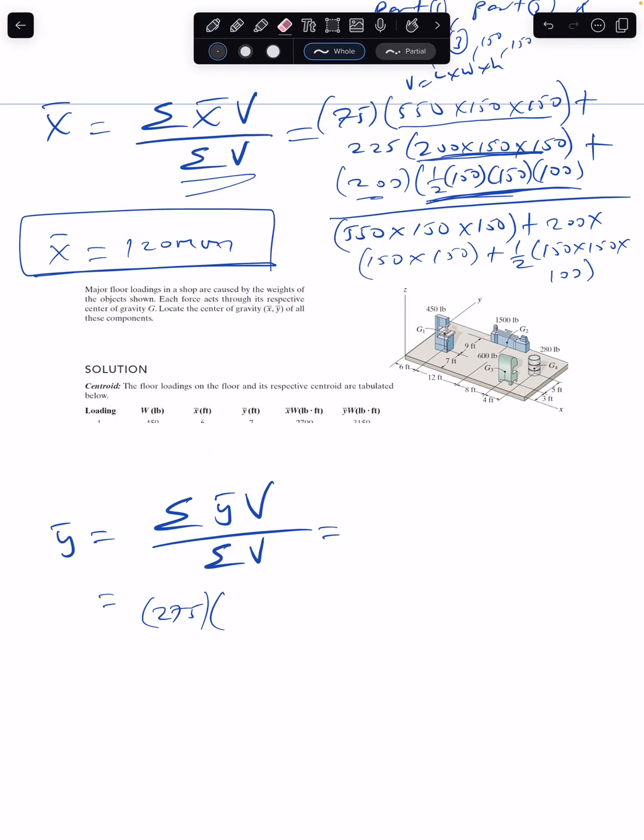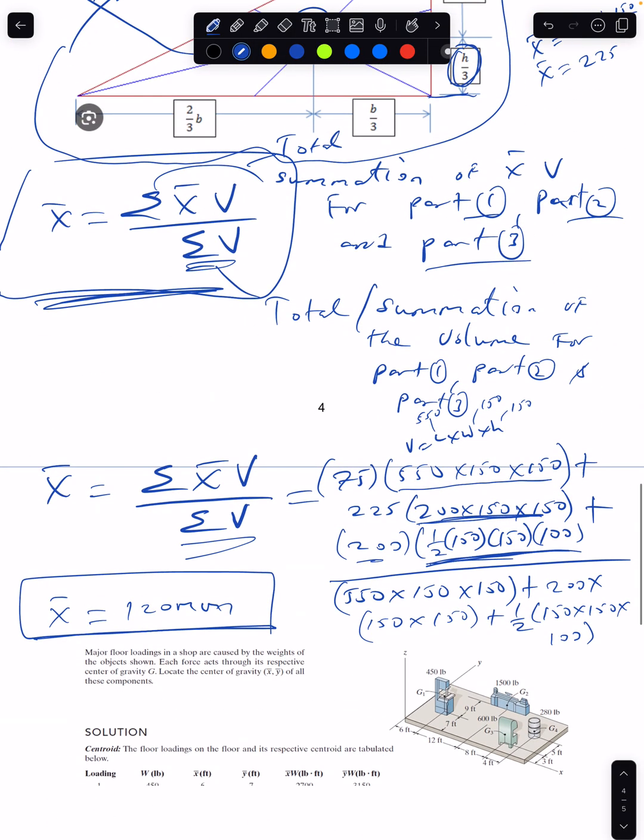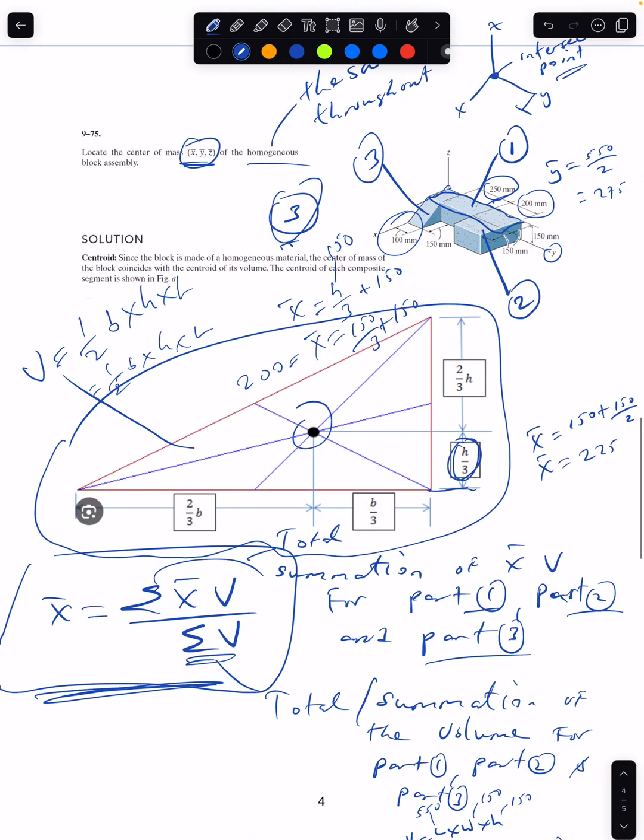So the volume is length times width times height. I'll have 150 times 150 times 550. So that is the volume. The volume is equal to length times width times height. That's the volume for that piece.